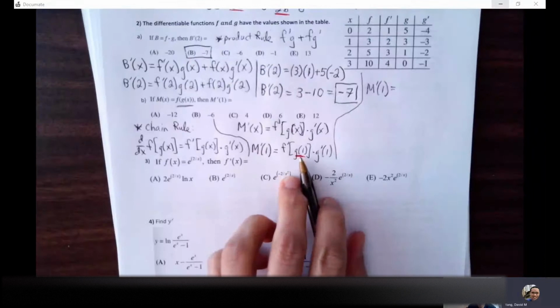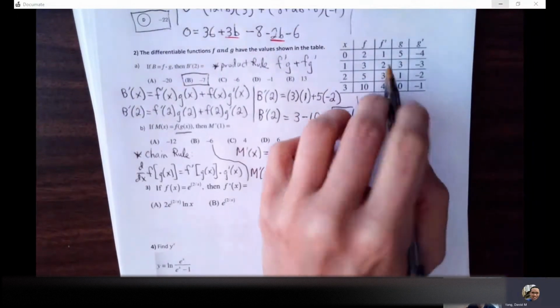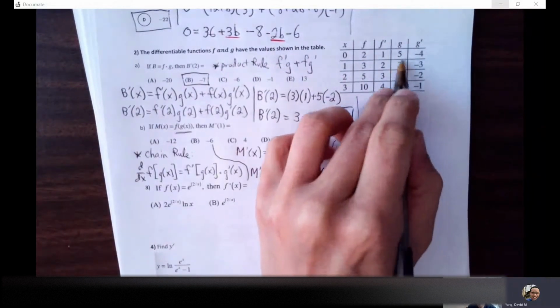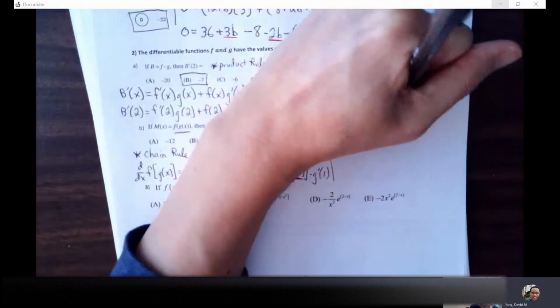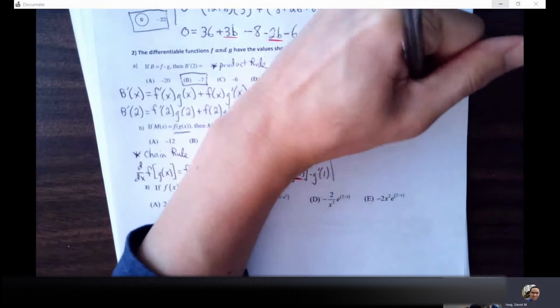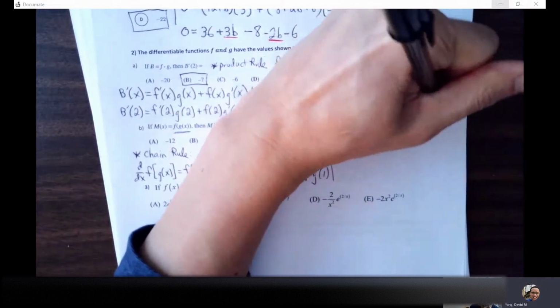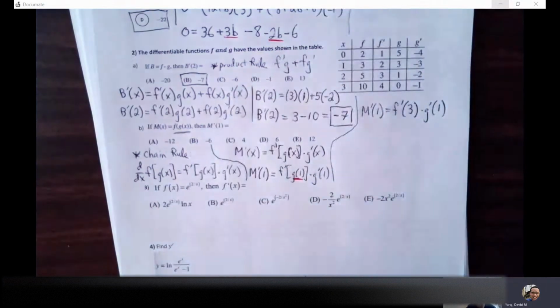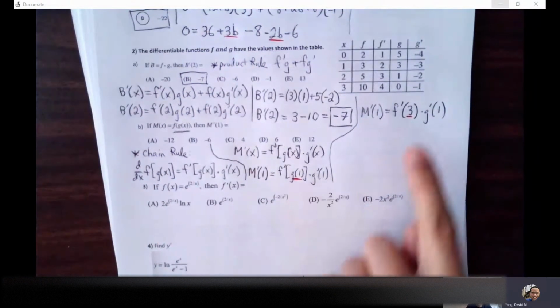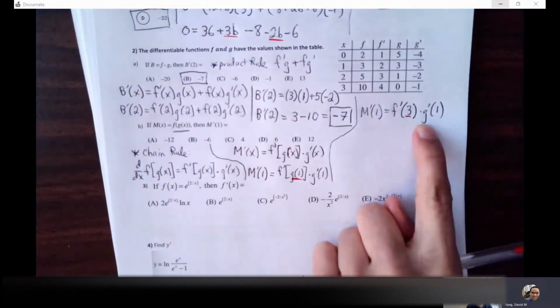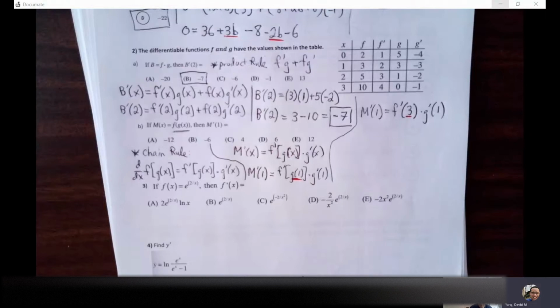So I'm just going to replace that g of 1. I know g of 1 is equal to 3. So I'm going to copy everything else from my problem, just going to make that substitution there. So I replaced 3 in for g of 1, and now that makes it a little bit easier, more straightforward as to what's going on here. So now the remaining part is I need to figure out what f prime of 3 is.